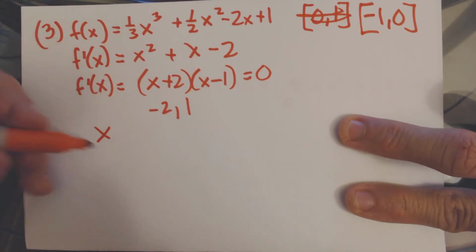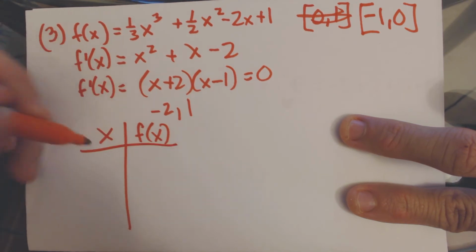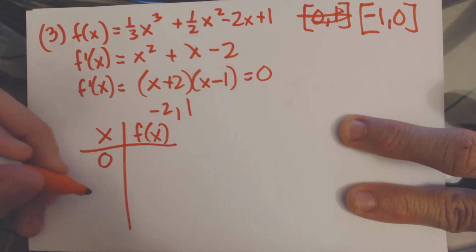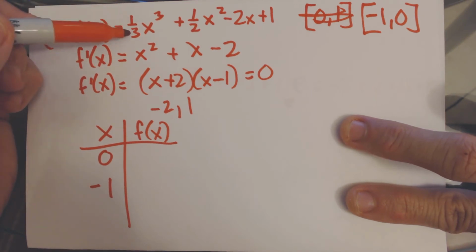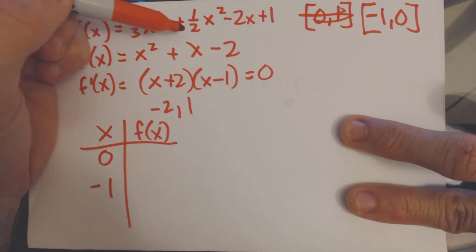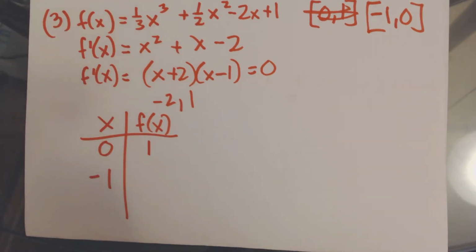So let's look at the values we want to evaluate, which are 0 and negative 1. So for 0, we plug in 0, we get 0 plus 0 minus 0 plus 1. So f of x equals 1.